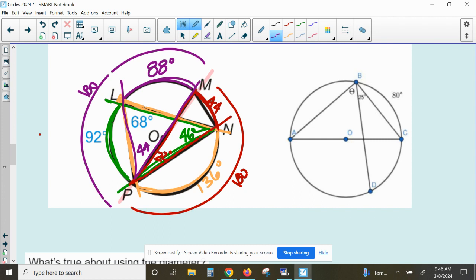Okay, so we do have all the arcs going around the outside, correct? And we got all of the inscribed angles-ish. Oh, what about, I'm going to do this. What do you think this one is right here? You see him? What is he? Half of 136, right? 68.